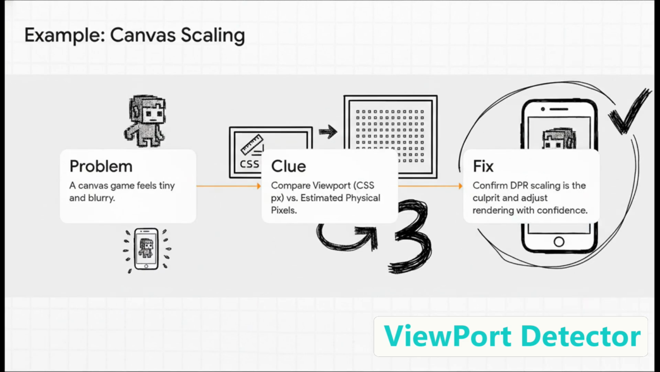Or how about this one? You've built a cool animation with Canvas, but it just looks blurry and kind of small on a high-res phone. By comparing the CSS viewport to the estimated physical pixels, you instantly confirm the device pixel ratio is like 3. So now you know with total confidence you need to render your canvas at 3 times the resolution to make it look sharp. No more trial and error.